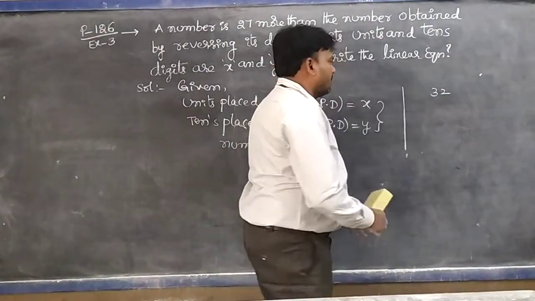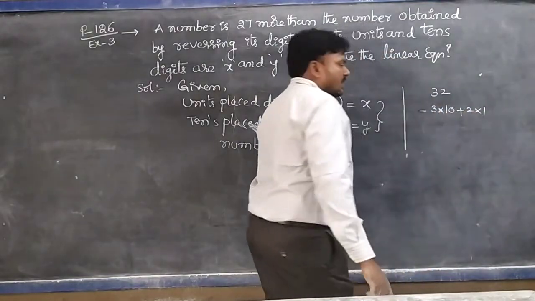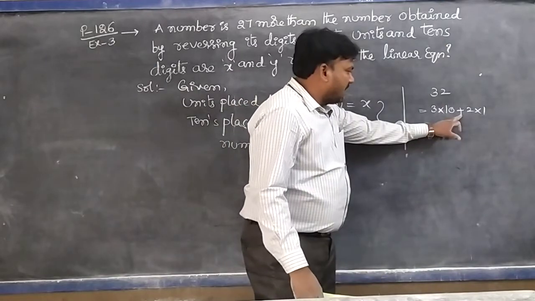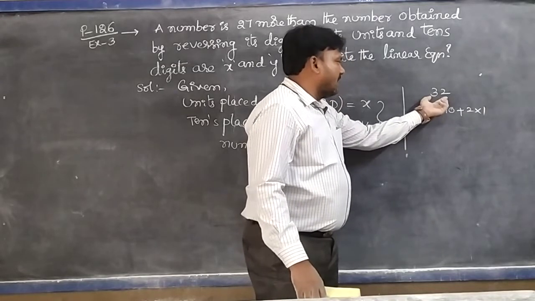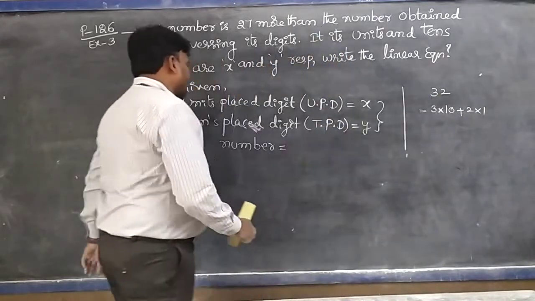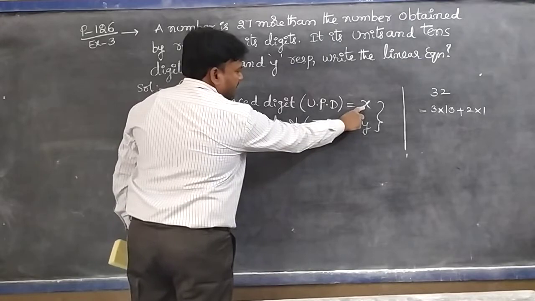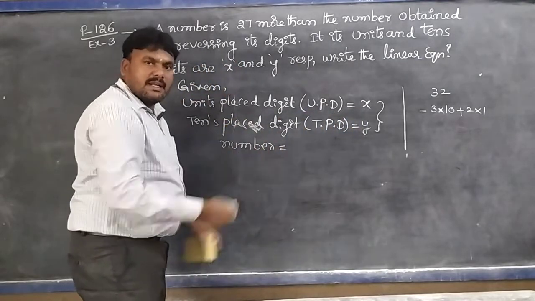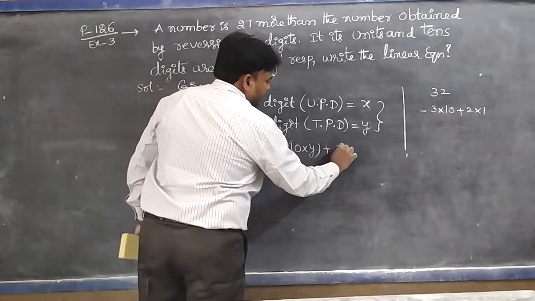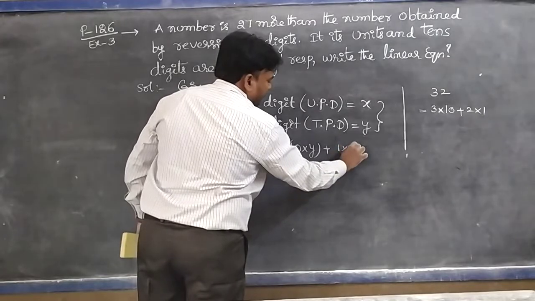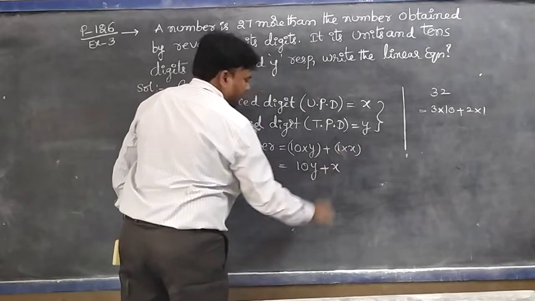How can we form a number? Observe here, 3 into 10 plus 2 into 1. So by adding the ones place digit multiplied by 1 and the tens place digit multiplied by 10, we can get the number. Is it clear or not? Same procedure here. Tens place digit multiplied by 10, ones place digit multiplied by 1, and add them, we can get the number, students. Then that implies 10 into y plus x into 1. Finally it becomes 10y plus x, students.